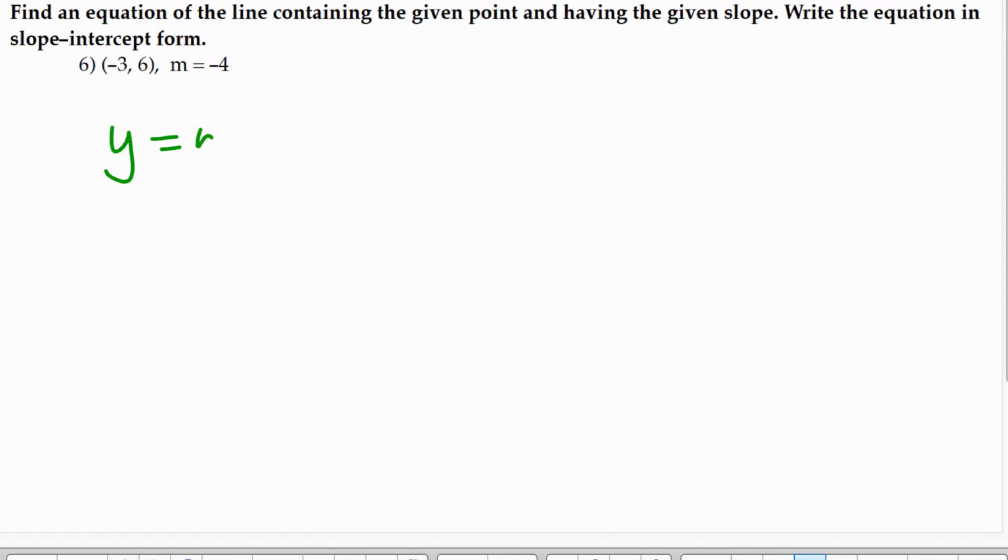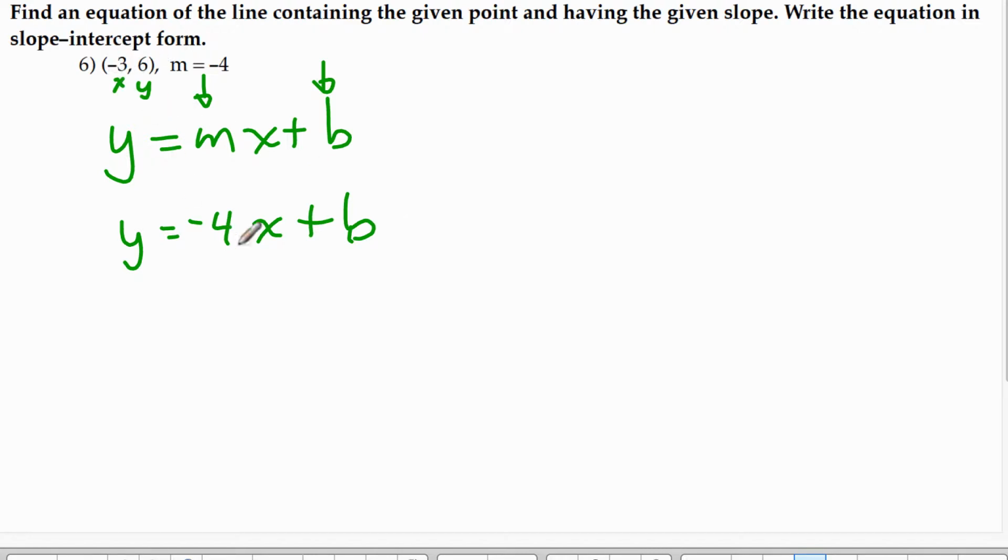Okay, so here's the equation of any line. And I have to come up for this particular thing with what the slope and what the y-intercept are. They say the slope is negative 4, so I can plug that right in. Negative 4x plus b. But now I have to figure out what this b is. If they give me a point, that's an x and a y value, so I can plug those in for x and y, and then I can solve for b.